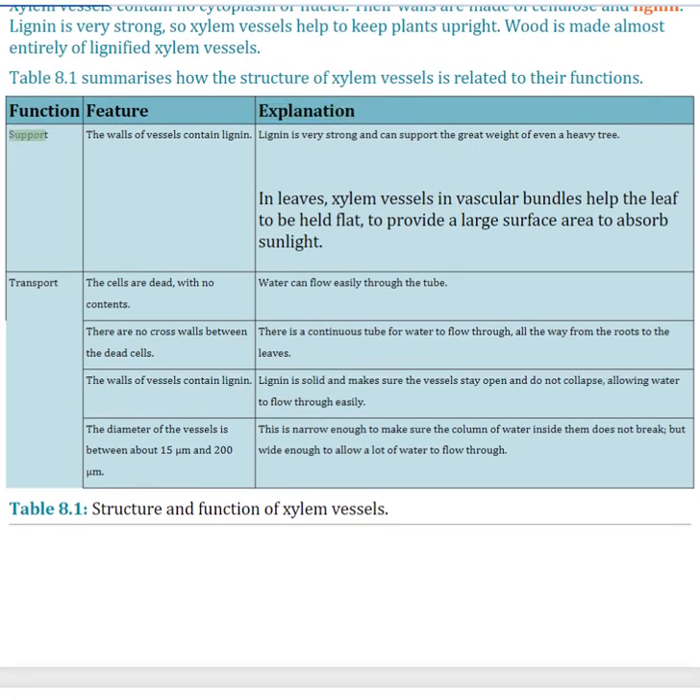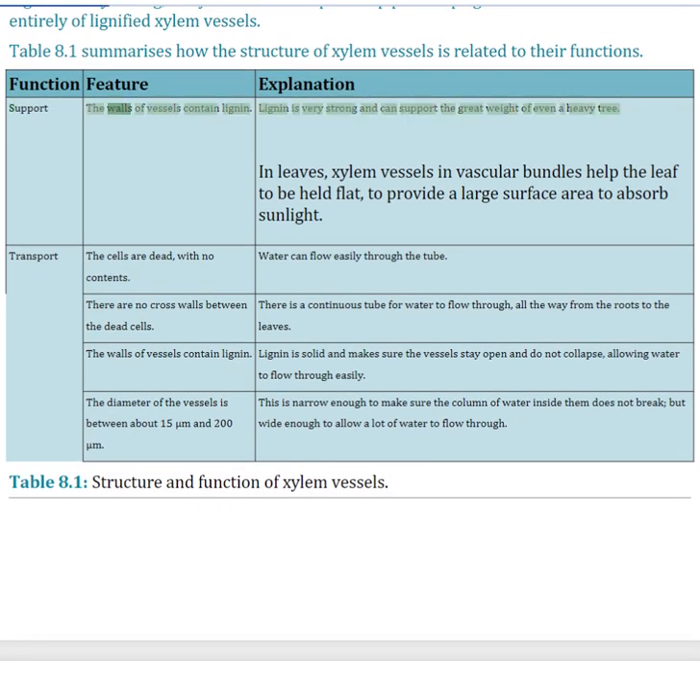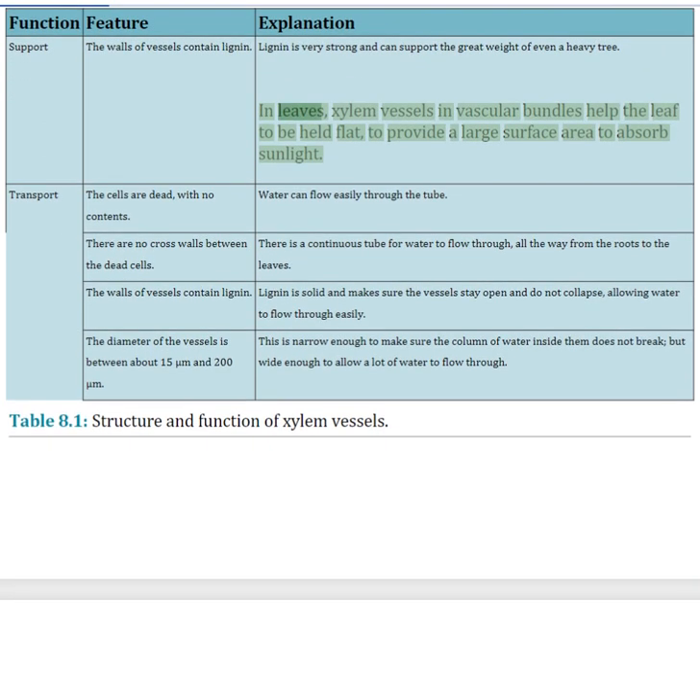Explanation. Support. The walls of vessels contain lignin. Lignin is very strong and can support the great weight of even a heavy tree. In leaves, xylem vessels in vascular bundles help the leaf to be held flat, to provide a large surface area to absorb sunlight.